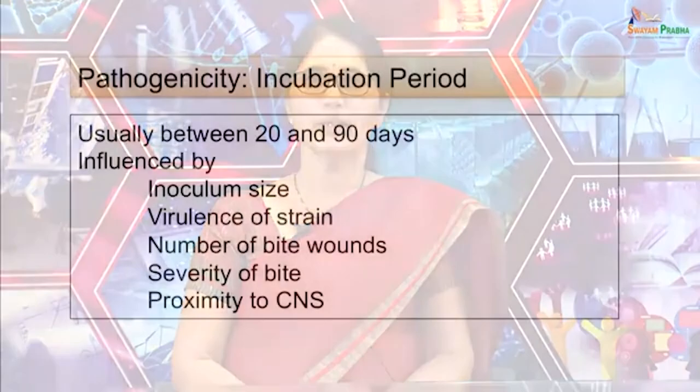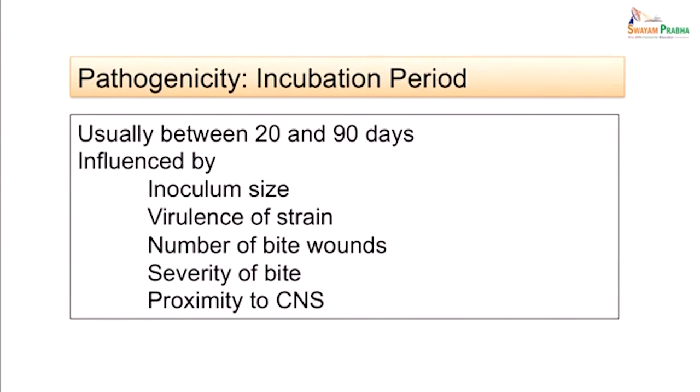Now the incubation period is usually between 20 and 90 days. The virus is most commonly transmitted by the bite of an infected animal, but sometimes the virus can also be transmitted by the transplantation of organs or tissues which are infected with the virus. So cases with organ transplantation, like corneal transplant, kidney and liver transplant, have also been reported. The usual incubation period is about 20 to 90 days, but an incubation period as short as 4 days and as long as 19 years has also been reported in the literature.